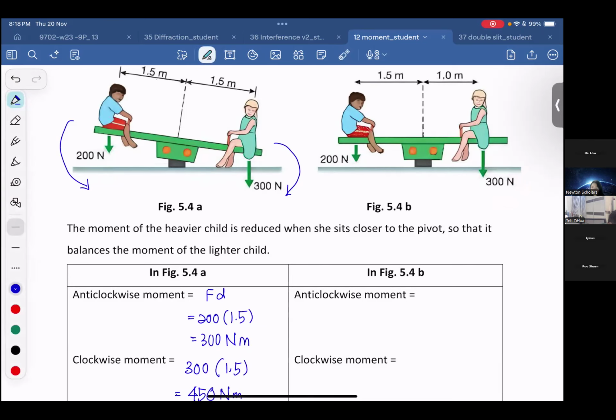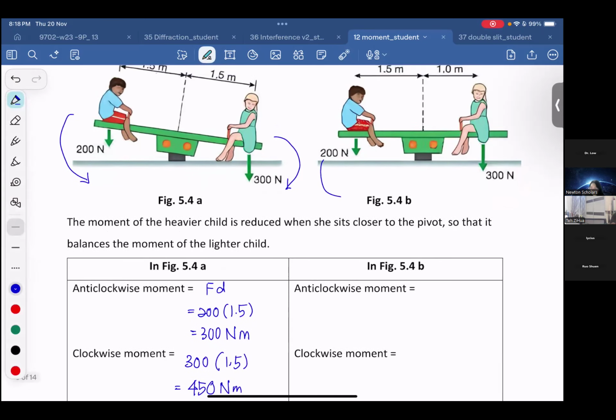Why do we need to do so? The anti-clockwise moment here is 200 times 1.5, so we still get 300 Newton meter. For the kids, the moment doesn't change. For the girl, 300 times a shorter distance, which means 1 here, so we get back 300 Newton meter.